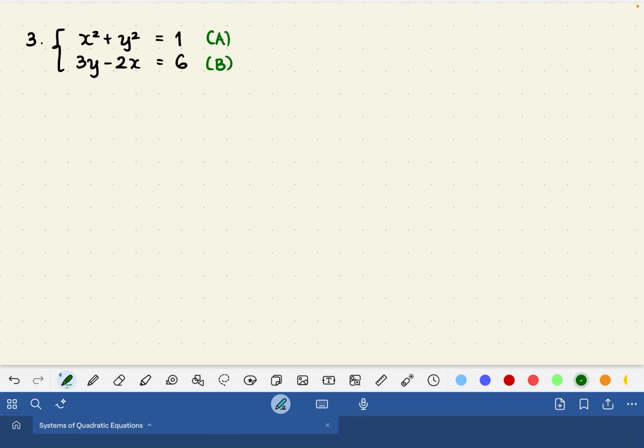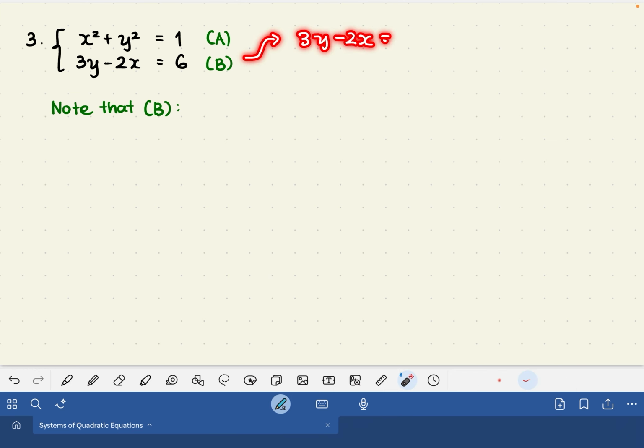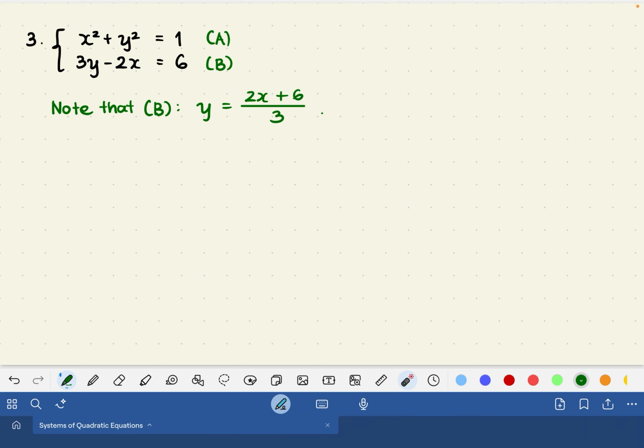So to apply substitution, we first note that in equation B, we can write one of the variables explicitly out of the other. So notice that since we have here 3y minus 2x equal to 6, if I move negative 2x to the other side, this will give us 3y equal to 2x plus 6. Then dividing by 3 on both sides, this will give us y equal to (2x plus 6) all over 3. Now that we are able to do this, we can substitute this value into the first equation. So we will replace the y out here with (2x plus 6) over 3. So substituting, we will have x squared plus ((2x plus 6) all over 3) squared equal to 1.